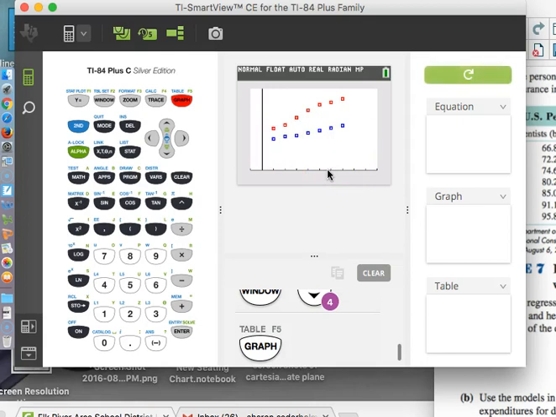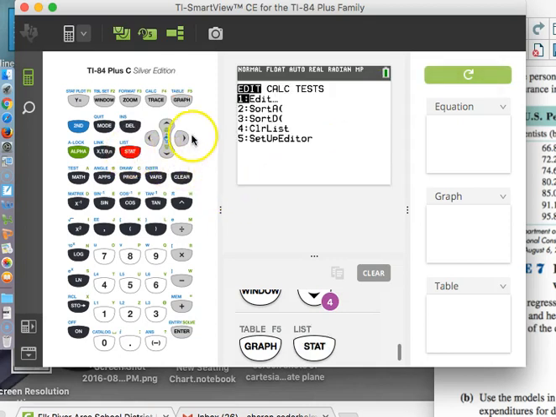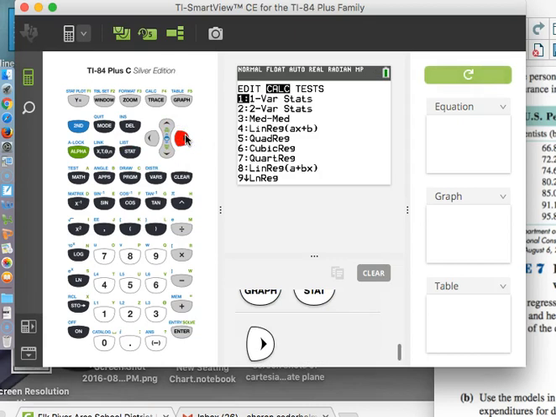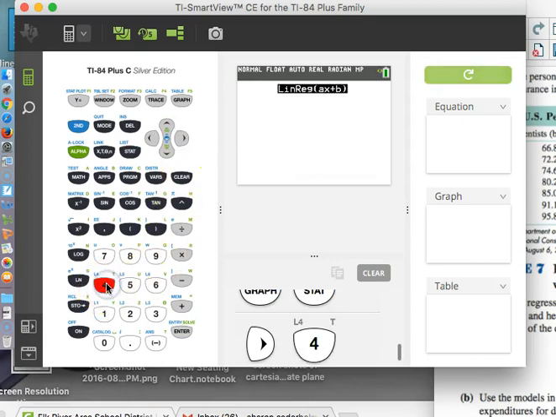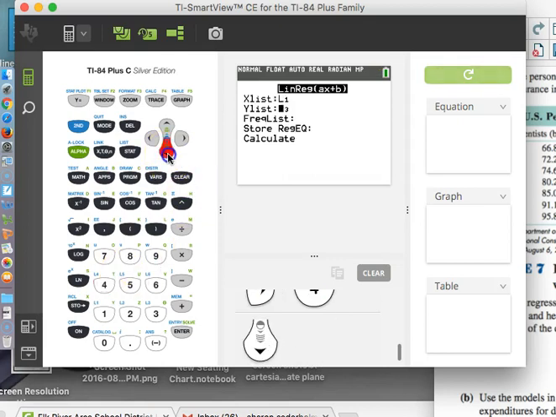And the dentistry ones started off lower. This was our 1 and 66.8. So here's our dentistry and here's our health insurance. And now what we want to do is find the linear regression for these. And that's going to be under stats. And then we're going to go to calculate. So arrow to the right once. And then we want number 4. Now the first time around, I'm going to have it use list 1 and list 2.